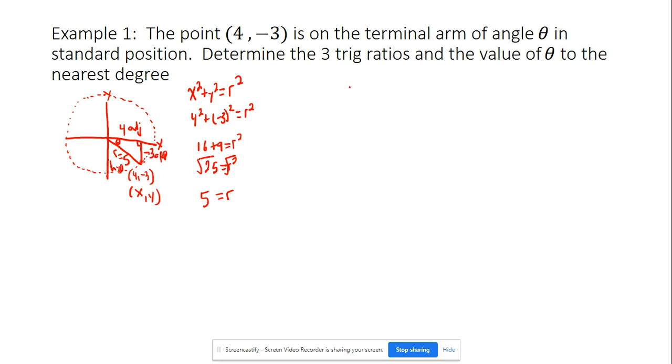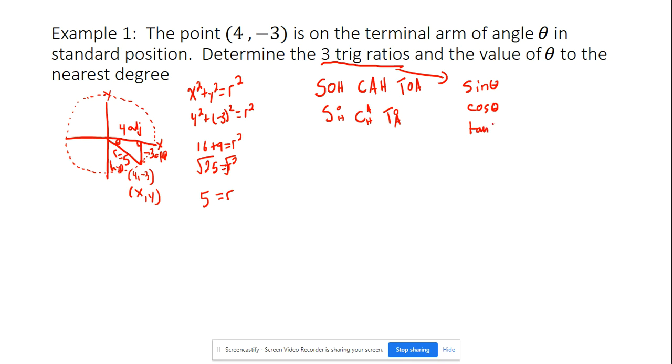So, back to our grade 10 review here, in grade 10 we learned SOHCAHTOA. And another way of writing this is SOHCAHTOA, like this. Okay. Now what they're asking for is the 3 trig ratios. And this means sine theta, cos theta, and tan theta. So we need to figure out what those 3 guys are over here.